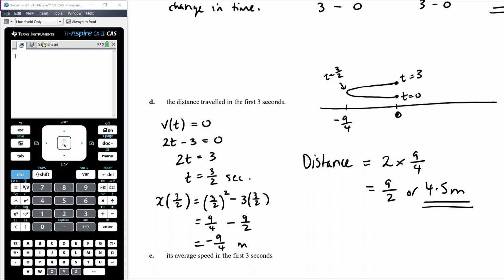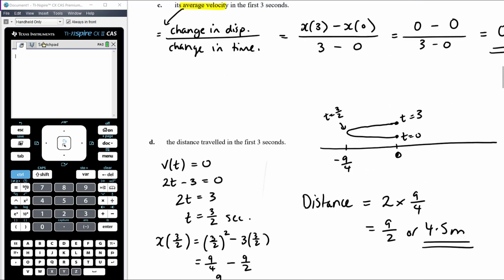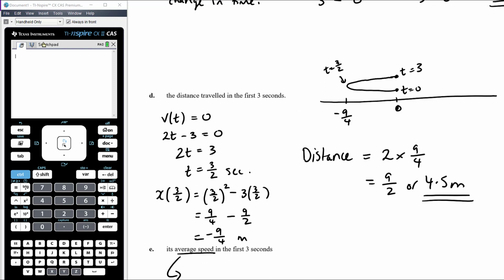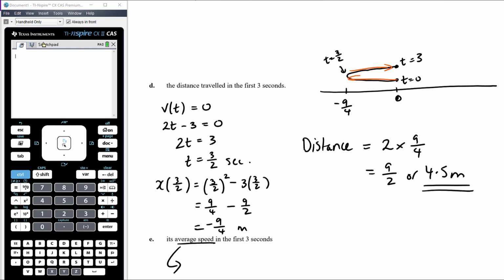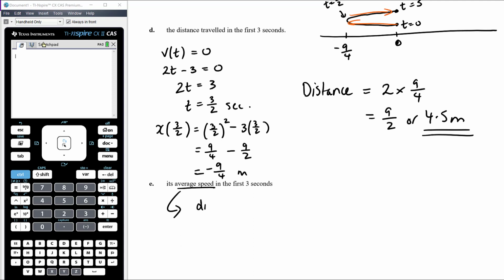Okay, so it went 2.25 metres away, 2.25 metres back to travel 4.5 metres in the first 3 seconds. So if we want to find the average speed in the first 3 seconds, we've already found the average velocity was 0, but that's because it travels as much in a negative direction as it does in a positive direction, so the average velocity turns out to be 0, in the same way that the average displacement in that time is 0.